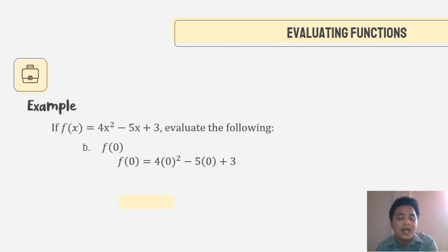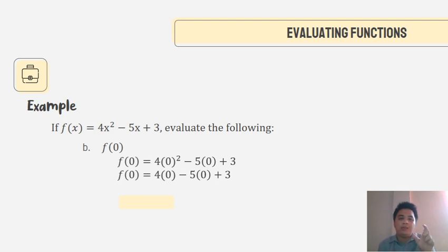Replace all x by the given value. And then next, unahin mo yung exponent. So, magiging f of 0. So, 0 squared. So, 0 times 0 is 0. So, 4 times 0 minus 5 times 0 plus 3. And then next step, multiply.